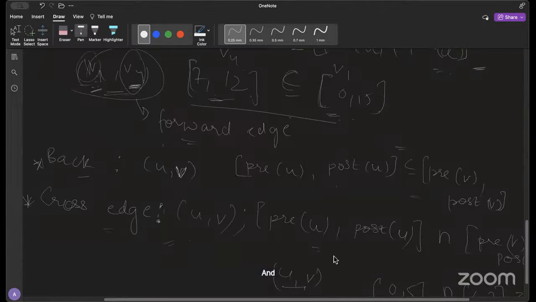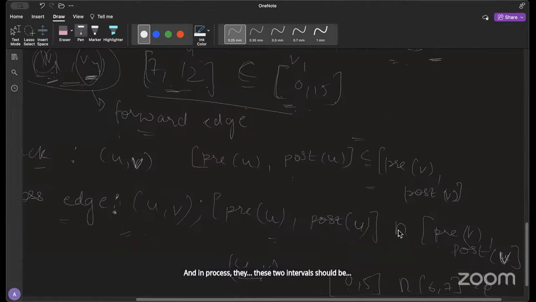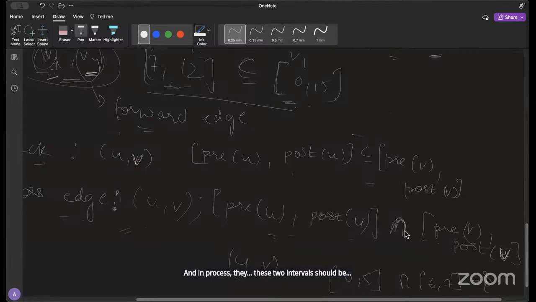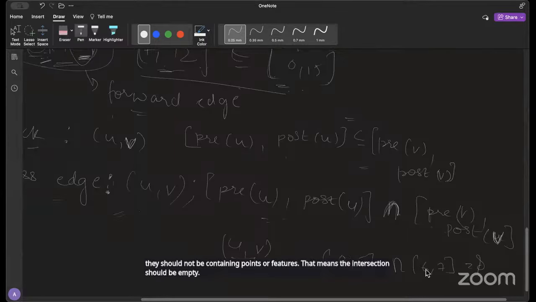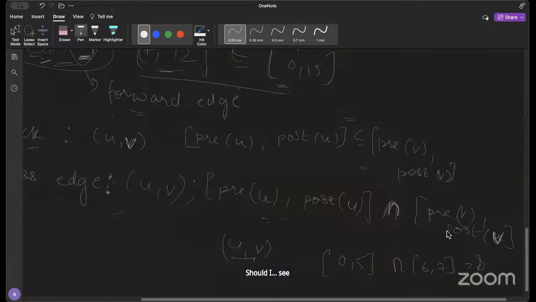And in a cross edge, these two intervals should not be containing points of each other. That means the intersection should be empty. That's all. So your pre-U, post-U should have no common points from here.